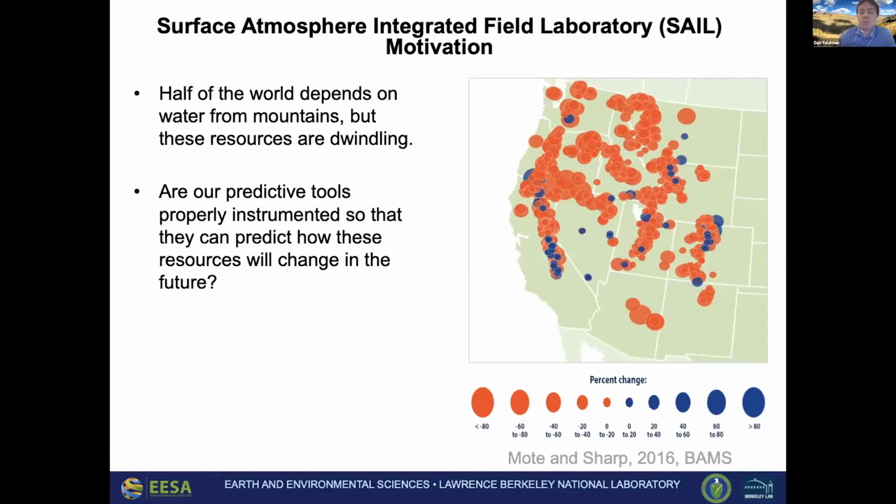So we need to understand whether we have the capacity to project what these changes might look like in the future. Do the models have proper instrumentation? Do they have the representation of processes that we need to understand these trajectories, because they have major societal implications?